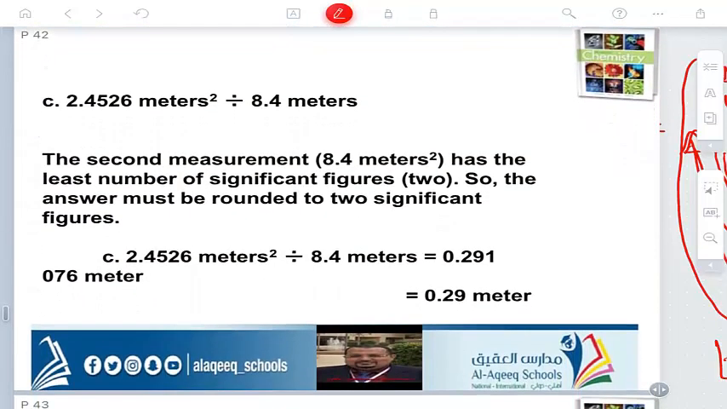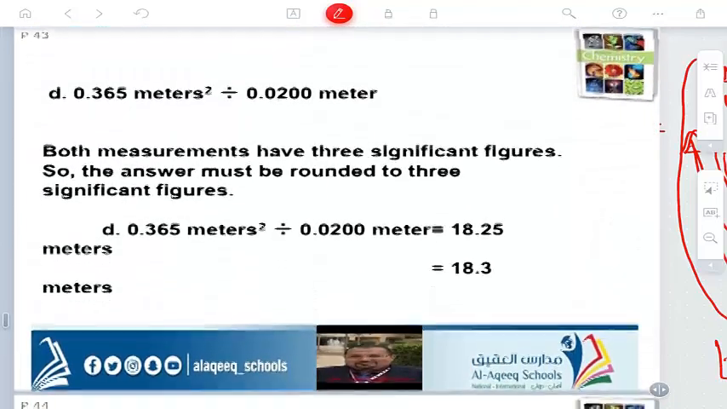Let's try the third one. How many significant figures do we have here? 1, 2, 3, 4, 5. We have 5 significant figures, but the second one has 2 only. So the answer must be 2 only. How come? Make the division. You will find this value. You have to round to make them 2 only. Round this 9, still 9 because beside it is 1. So it's 0.29. And at this moment it has 2 significant figures only.